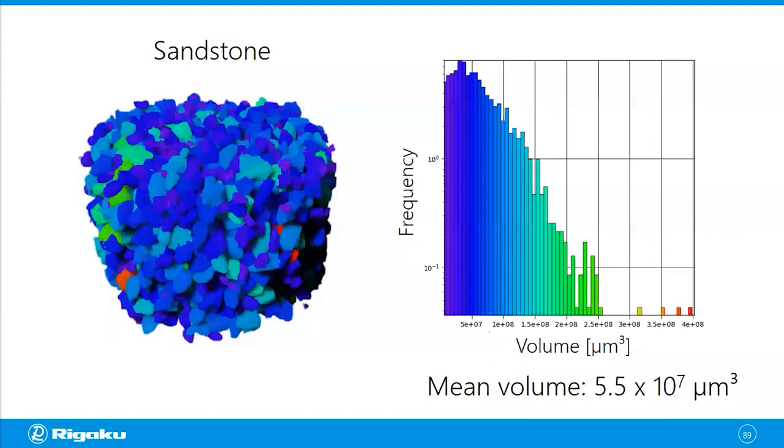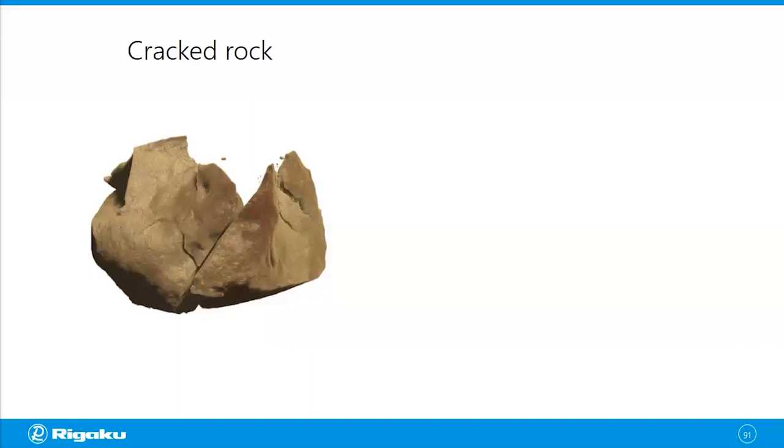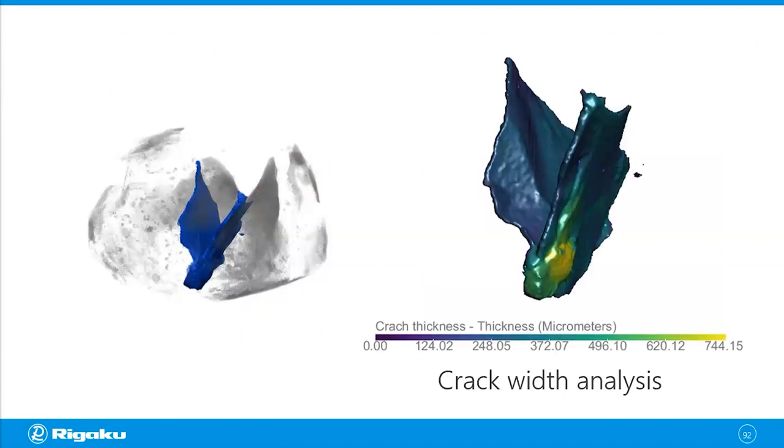Now, can we see cracks? Yes, this is something else you can see with X-ray CT. This is a piece of rock, and there are some cracks going through it. The cracks are actually easier to see in the cross section. You can segment the cracks like this, then visualize where the cracks are running in 3D, and you can also measure the width of the crack. In this graph, yellow represents pretty wide cracks over 700 microns, and the dark purple and blue areas are more like 50-100 microns.